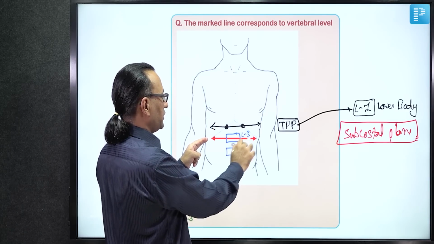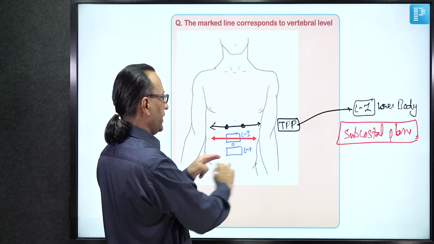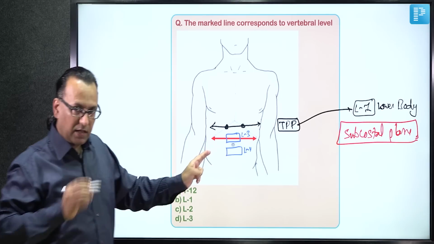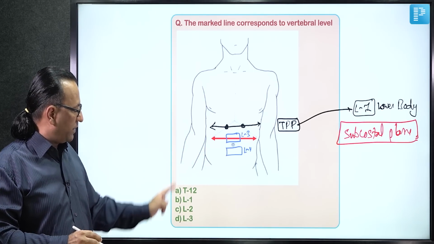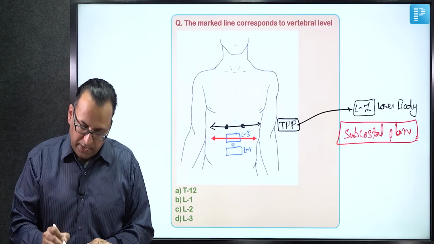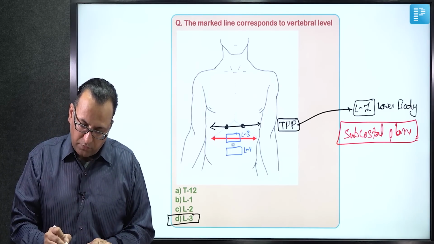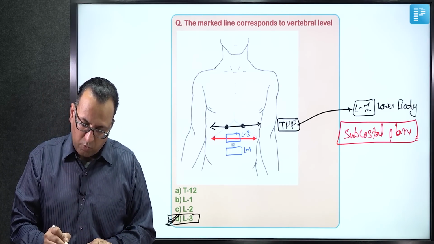This is the subcostal plane. There is one more plane which we can discuss in the next diagram, but at the moment, if you are talking about this line, it is the L3 vertebra. So choice number D should be our answer here. And now we are looking at the diagram, explaining more details.